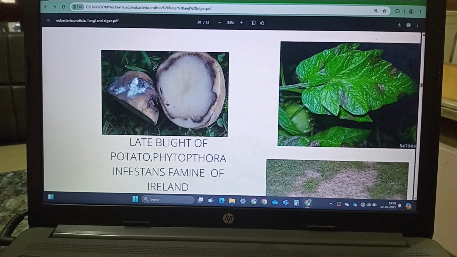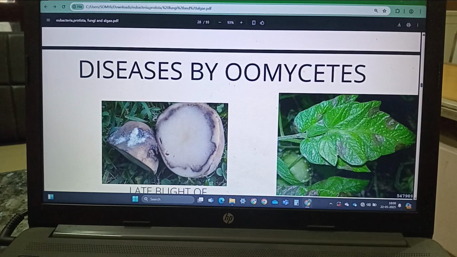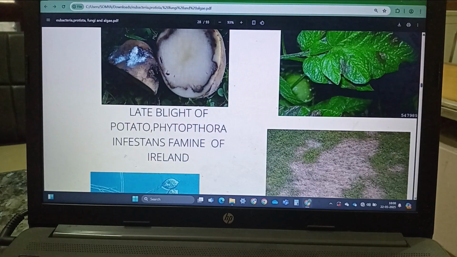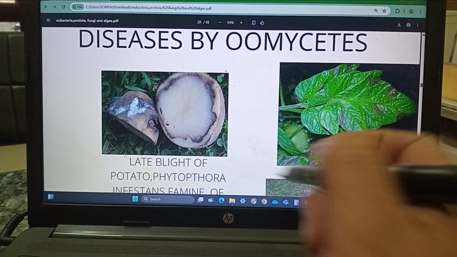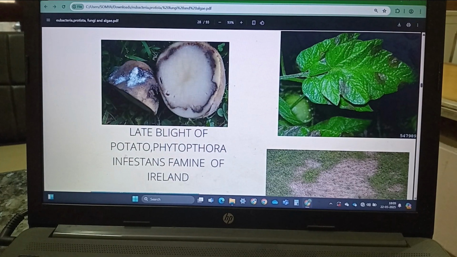This is further divided into 2 parts. One is Oomycetes and the second is Zygomycetes. They are mostly growing on decaying wood in moist and damp places, or they are obligate parasites on plants. Here we are seeing an example: the late blight of potato caused by Phytophthora infestans, which was responsible for the famine of Ireland.